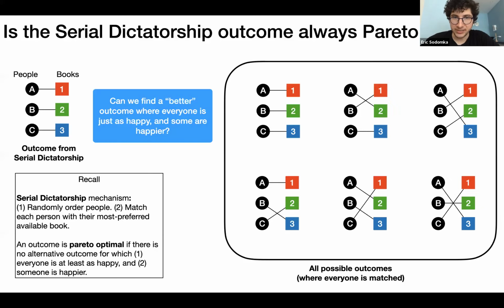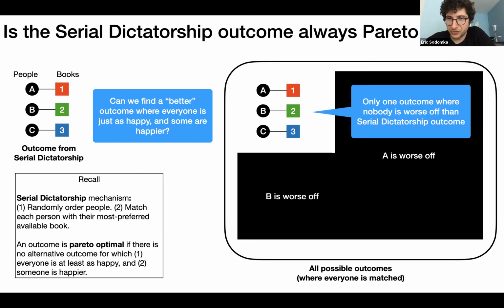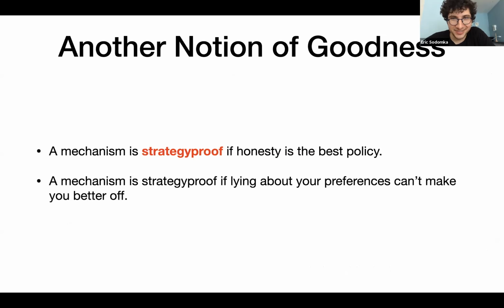So I'm going to skip over it. But basically, what you can show is that serial dictatorship, you could think of it as everybody getting in line and just choosing their favorite book at that time. There's no alternative outcome that makes everyone at least as happy and someone even happier. So that would be the proof. If you're a very quick reader, somehow you may have gotten that, but we'll just save it for another time.